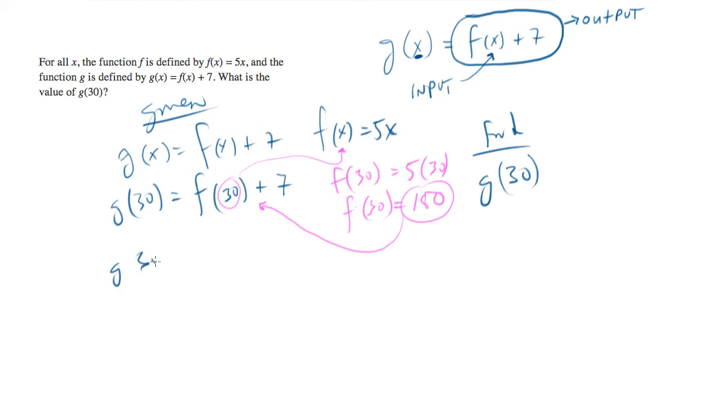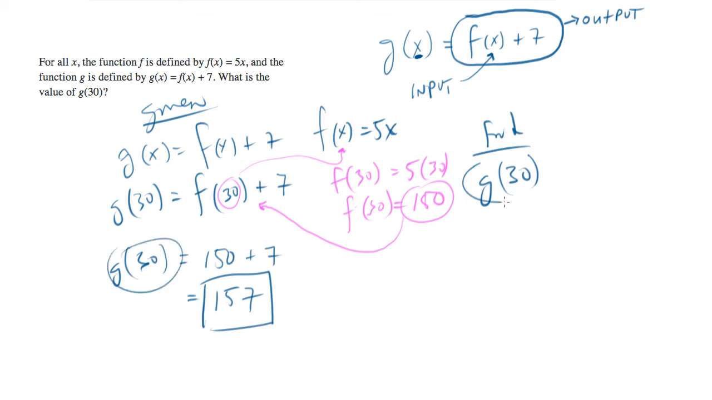So g of 30 then becomes 150 plus 7, which is equal to 157. And that will be your answer since we have a match between what we calculated and what we've been asked to find. So plug in 157.